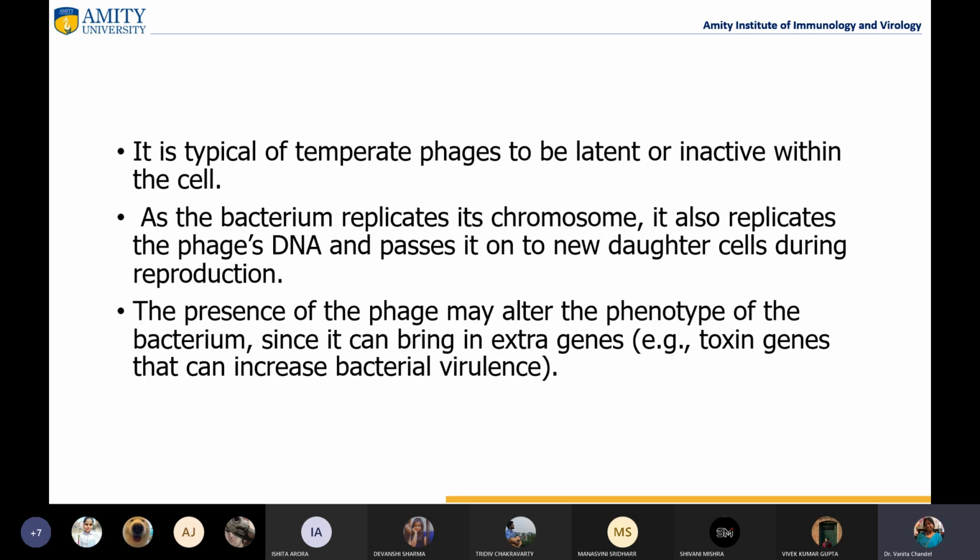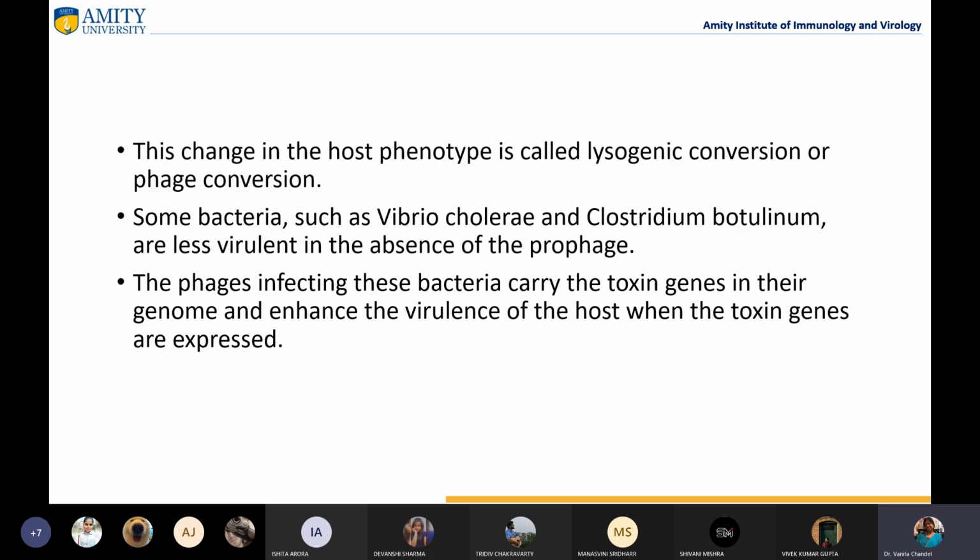A typical characteristic of a temperate phage is to be latent or inactive within the cell. As the bacterium replicates its chromosome, it also replicates the phage DNA and passes it on to the new daughter cells during reproduction. The presence of the phage may also sometimes alter the phenotype of a bacterium, and it can bring in extra genes, for example, toxin genes that can enhance the bacterial virulence. This change in the host phenotype is called lysogenic conversion or phage conversion.